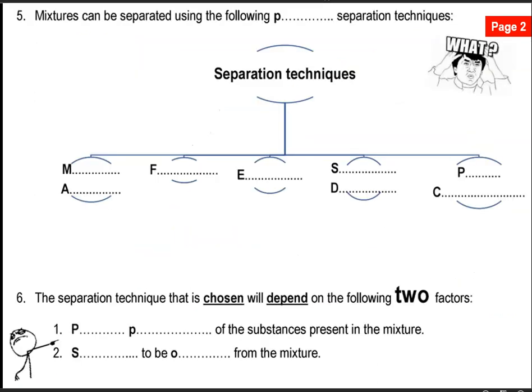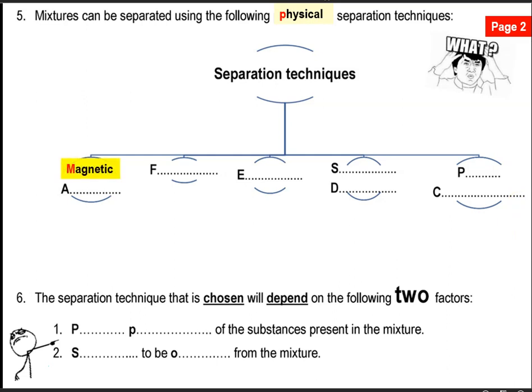Okay, so let's move on. So point number 5 on page 2, we can say that mixtures can be separated using the following. Can you tell me what you think this P word is? Yes, you are right. Physical separation techniques. Now, what are some of the physical separation techniques that we'll be looking at? This is a very important part. So please make sure that you bold this or highlight it inside your notes, because you will be tested on how to identify these separation techniques.